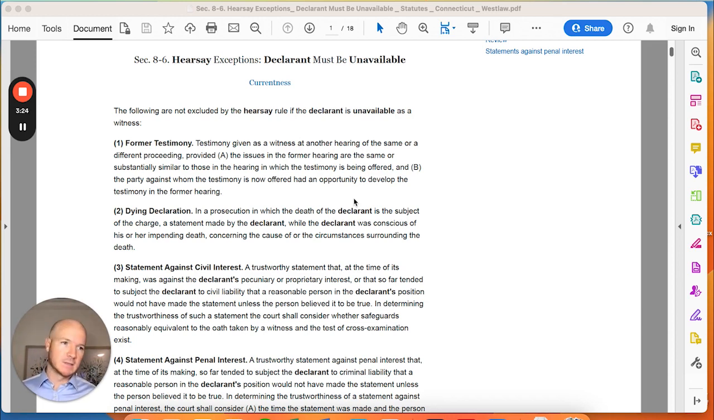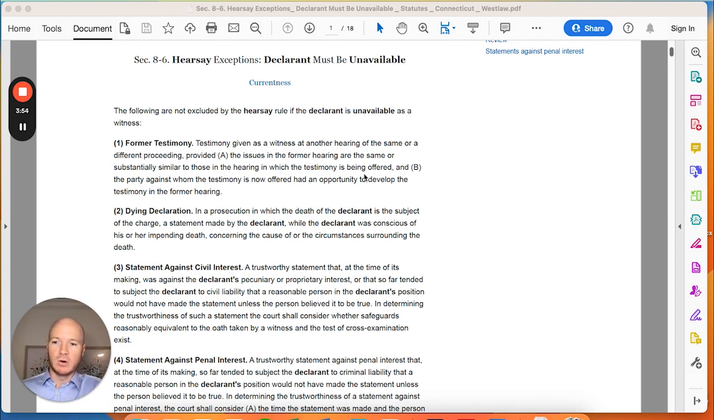longer available. They moved to China, and nobody can figure out how to serve them, can't get them to Connecticut to testify. Well, in that situation, you could get that testimony in through this hearsay exception. It's former testimony. The issues in the former hearing are the same or substantially similar to those in the hearing in which the testimony is being offered.